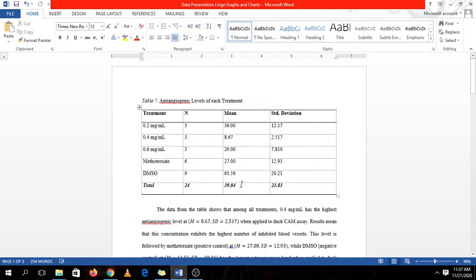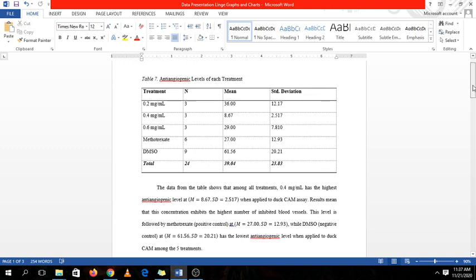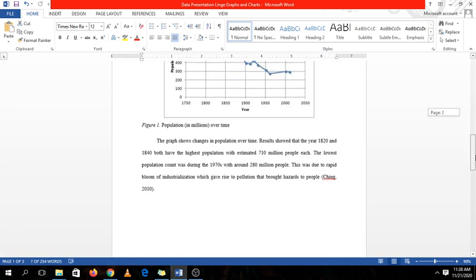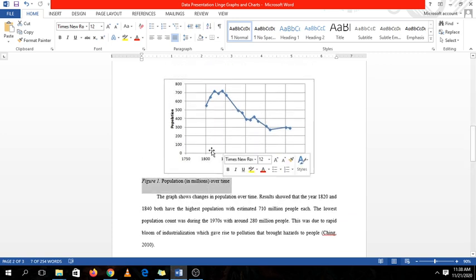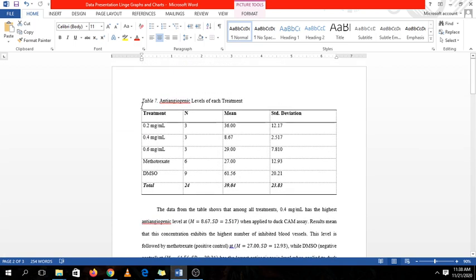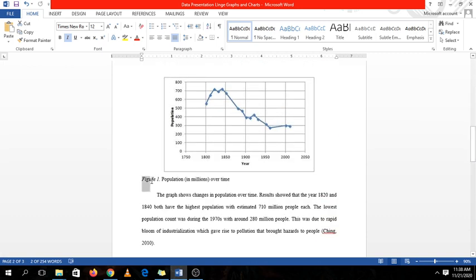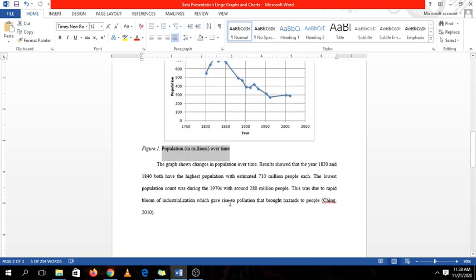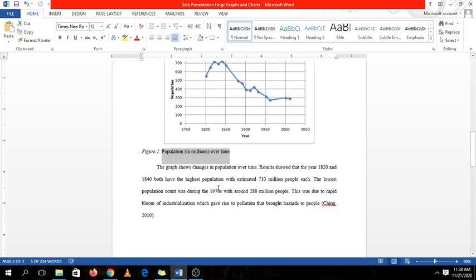One major difference between presenting your graphs compared to the table is that the table title is above the table itself, while the figure title is below the figure. Just to clarify, the word table and the number of the table are also italicized. The same goes for figures, they are italicized. Then you write the name of your line graph. What is it all about?